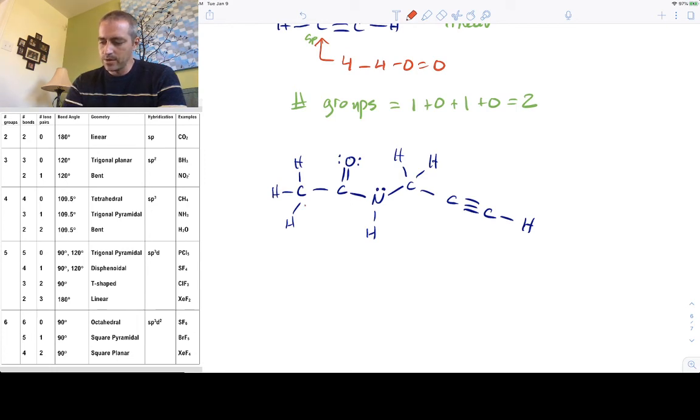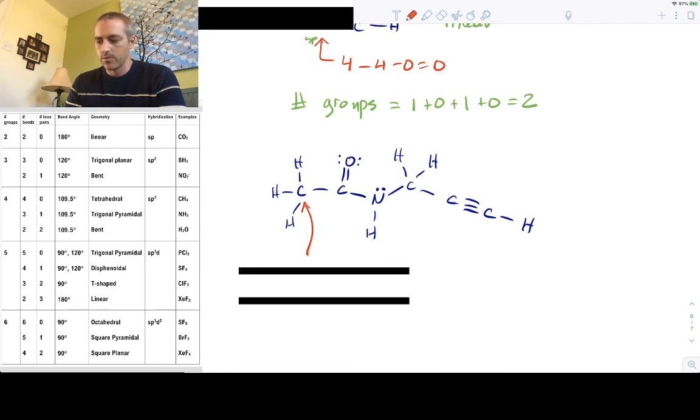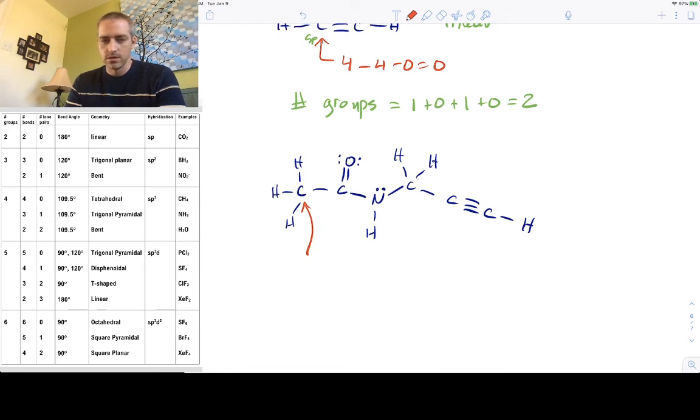So that carbon has 4 groups. If you look at the table, it's got 4 bonding groups, 0 lone pairs. So that means it's going to have bond angles of 109.5. They're all going to be, that's going to be tetrahedral. And the hybridization of that carbon is sp3.